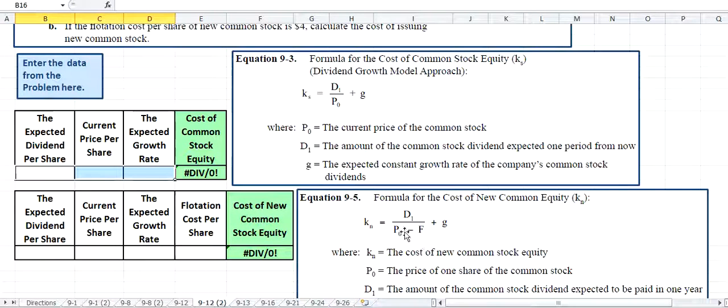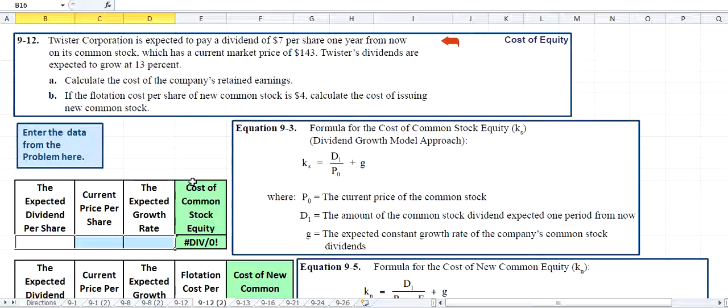And since you're subtracting it here in the denominator, the higher the flotation cost is, that's going to make the denominator in this formula decrease, which is going to make the overall expression, or the cost of new equity, increase. So we should expect to see a little bit higher cost for the issue of new common stock than our cost for common stock.